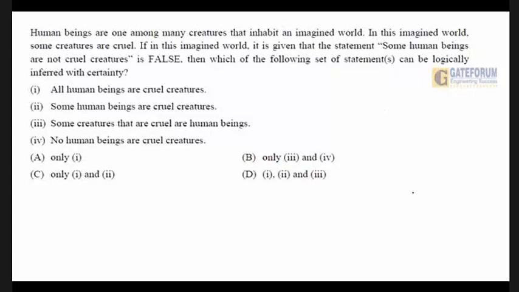Human beings are one among many creatures that inhabit an imagined world. So a world is being imagined, and it has been found out that human beings are one among many creatures that inhabit, that is, stay in, that imagined world. In this imagined world, some creatures are cruel. If in this imagined world it is given that the statement "some human beings are not cruel creatures" is false, then which of the following set of statements can be logically inferred, meaning concluded, with certainty?